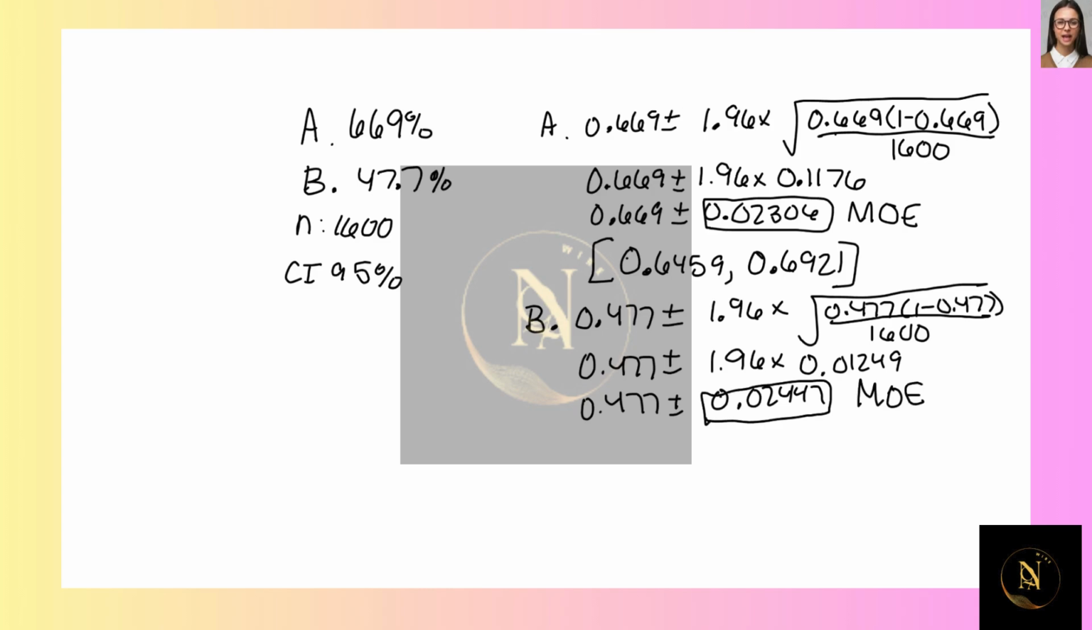And then you're going to take these two numbers and subtract them, and you're going to get 0.4525. And if you add them together, you get 0.5015.